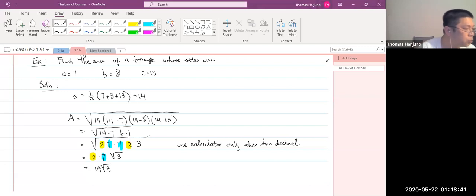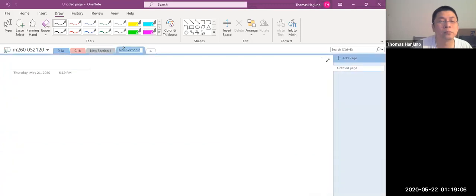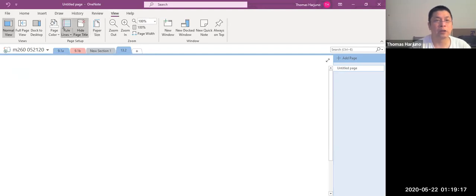I jump to 13.2, or should I do 13.3 and 13.4? Yeah, let me do 13.3 and 13.4 and 13.5. No, I guess not. Let me do 13.2 instead. It's harder. 13.2 is harder, so that you have a weekend to study.